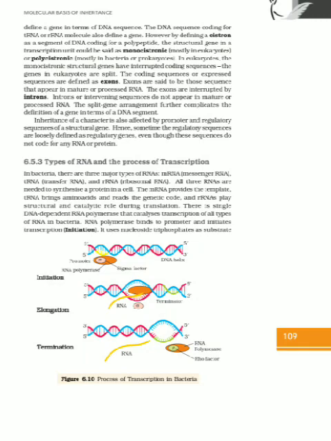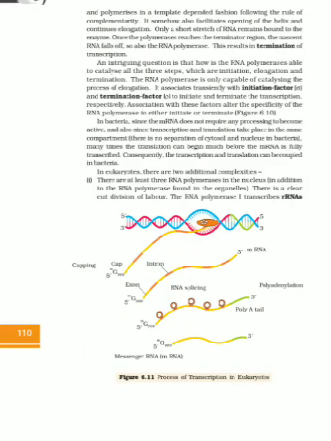RNA polymerase binds to the promoter and initiates transcription, that is, initiation. It uses nucleoside triphosphates as substrate and polymerizes in a template-dependent fashion following the rule of complementarity. It somehow also facilitates opening of the helix and continuous elongation. Only a short stretch of RNA remains bound to the enzyme. Once the polymerase reaches the terminator region, the nascent RNA falls off, so also the RNA polymerase. This results in termination of transcription.